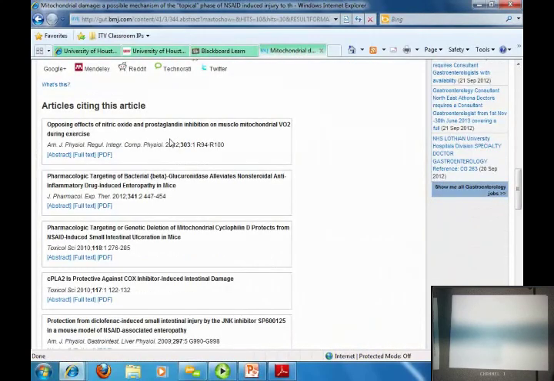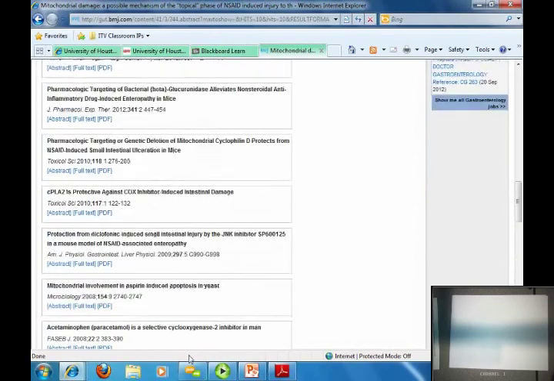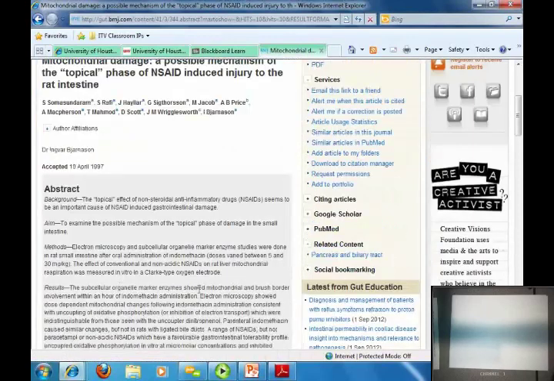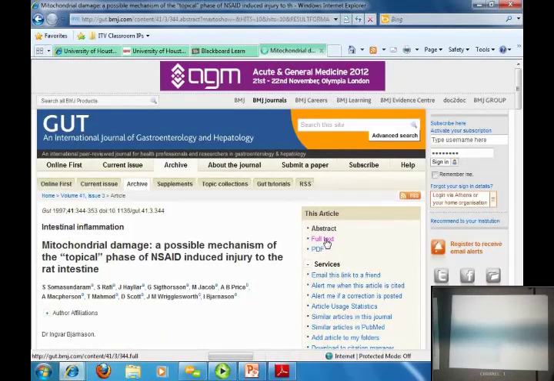And could you see that, even now they are citing this particular article, opposing effect of nitric oxide and prostaglandin inhibition on muscle mitochondrial. This is again 2012, and there is a lot of work where these people are quoting this particular article, because that's the crest. In other words, that's a very interesting finding in intestinal inflammation, mitochondrial damage, a possible mechanism of topical phase, NSAID-induced injury to the rat intestine. And this is the one where you will get additional information; I'm getting the full article here, full text, yes. I think it is freely available now.